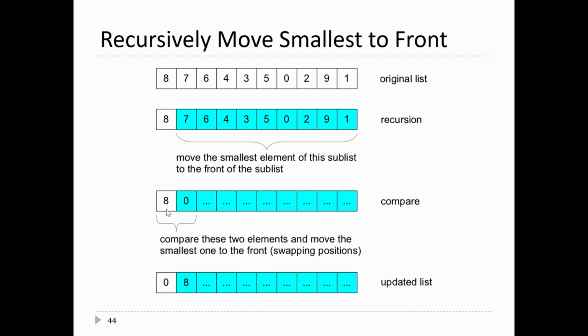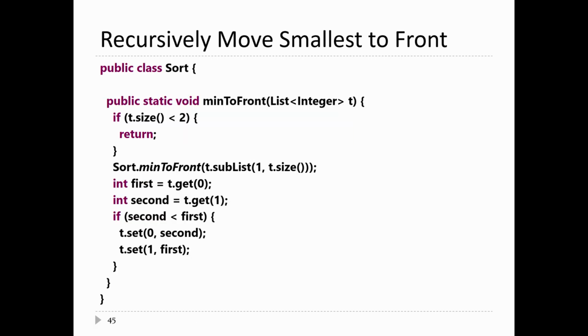Right? And now it's simply a matter of comparing the first two elements. So the first element is t.get(0). The second element is t.get(1). This is a list of integers, so I can write if second is less than first. Right? So if they are, I'm just going to switch first and second. So set the first element to second, set the second element to first, and that's your recursive part of your method.